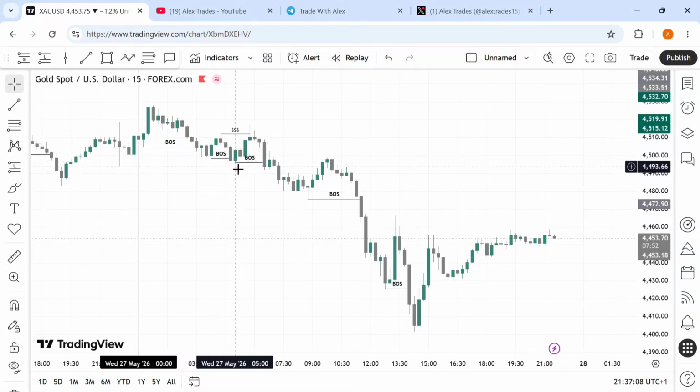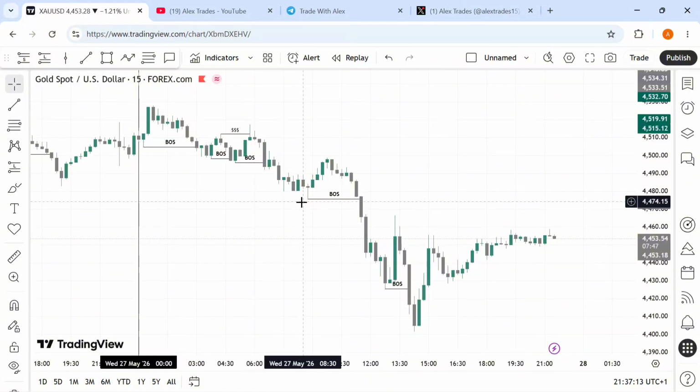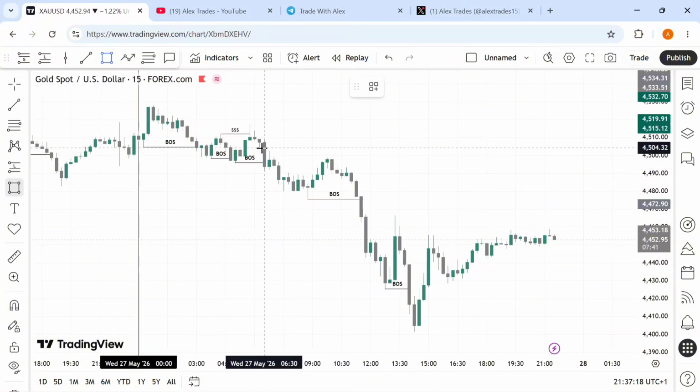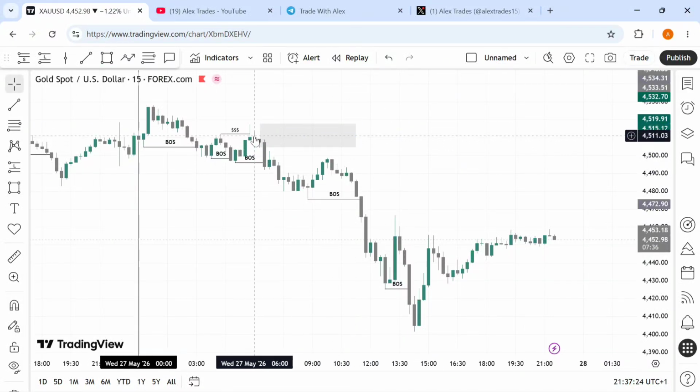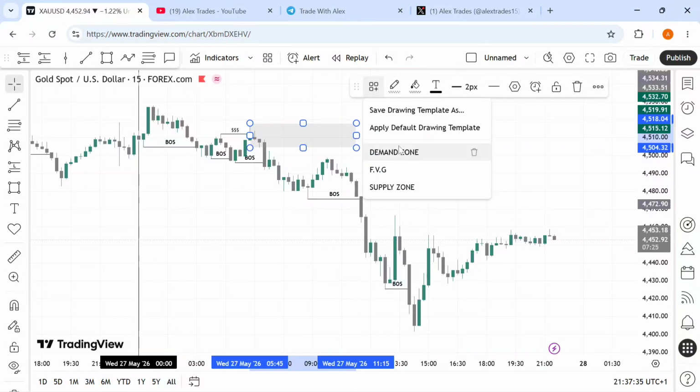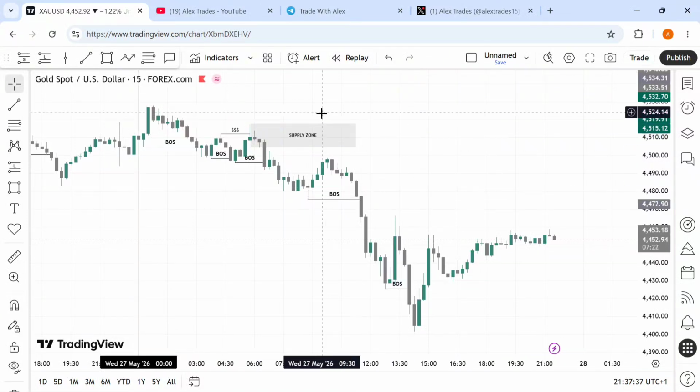And then we had a very tiny one here before it came to take liquidity and break structure to the downside. Now, the valid supply zone would have been this point because it was the candle or series of candles before this impulsive move to the downside, this impulsive candle. So this would have been a valid supply zone for price to come into before selling further, but it didn't get up to that point.